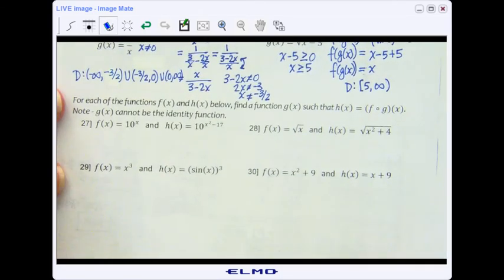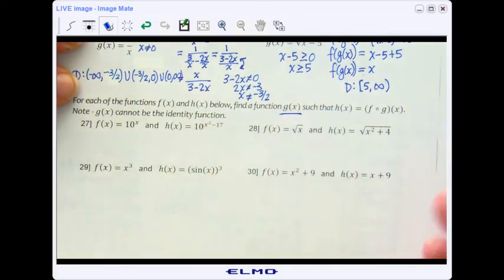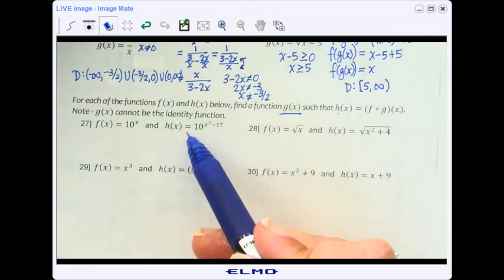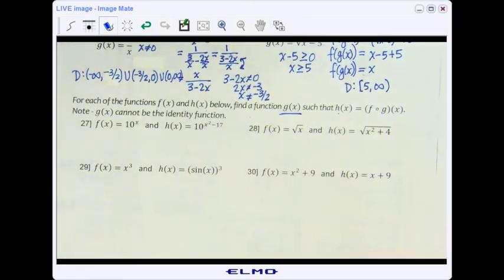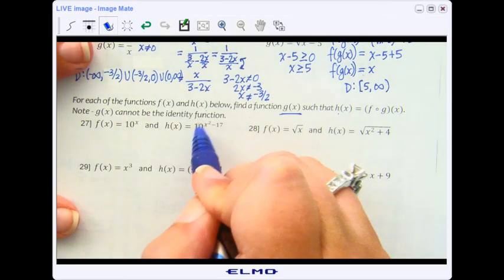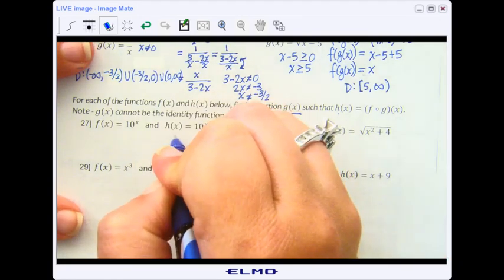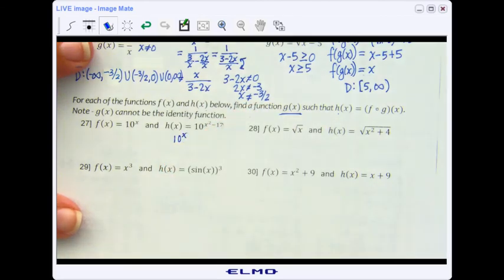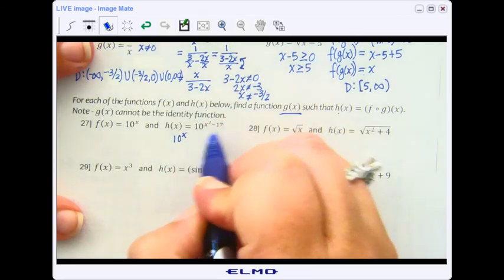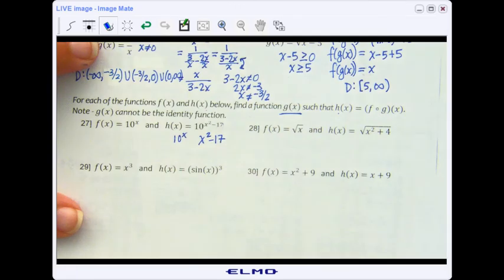In numbers 27 through 30, we're given f of x and h of x and asked to find g of x, such that h of x is a composition of f of x and g of x. So what you do is you look at h of x and you try to break it apart into the two functions that it comprises. So this is an exponential function of base 10. So I have 10 to the power of x. And in my exponent, I have a quadratic function, x squared minus 17.